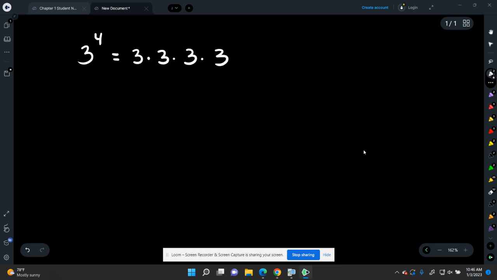So exponents. Let's just review some things, okay? If I have 3 to the 4th, what does that actually mean? 3 times 3 times 3 times 3, right? We're doing it 4 times. So remember, this is called your base. This is your exponent.